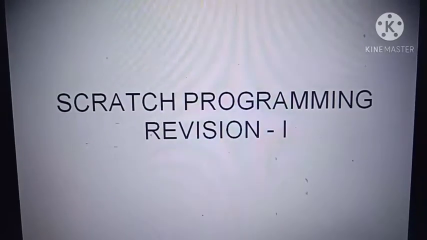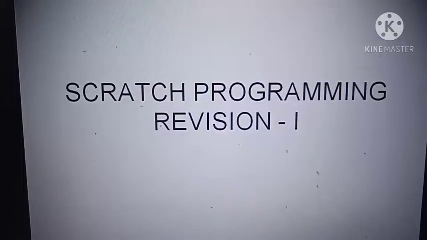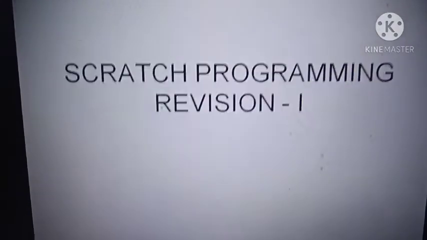You are going to get the results in the month of Jan, and we have to be ready for the third term examinations that will be in Feb. Whatever the portion we are going to start now. So today we are going to start the Scratch Programming Revision 1.